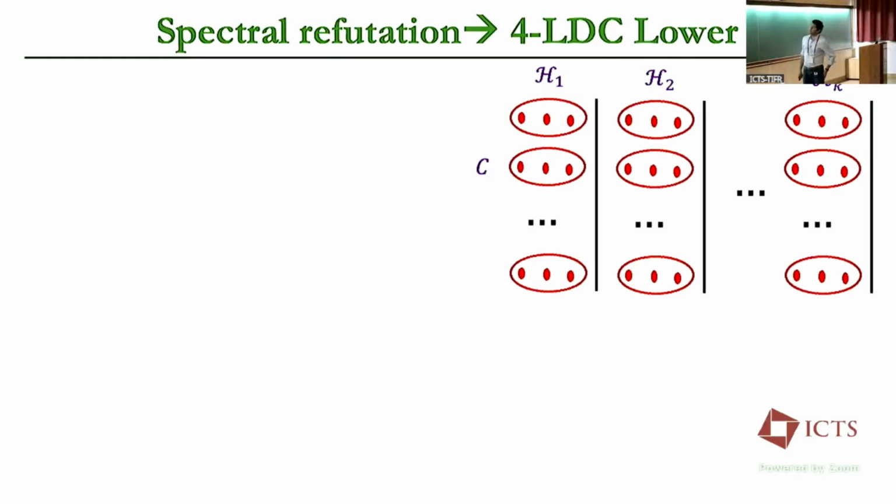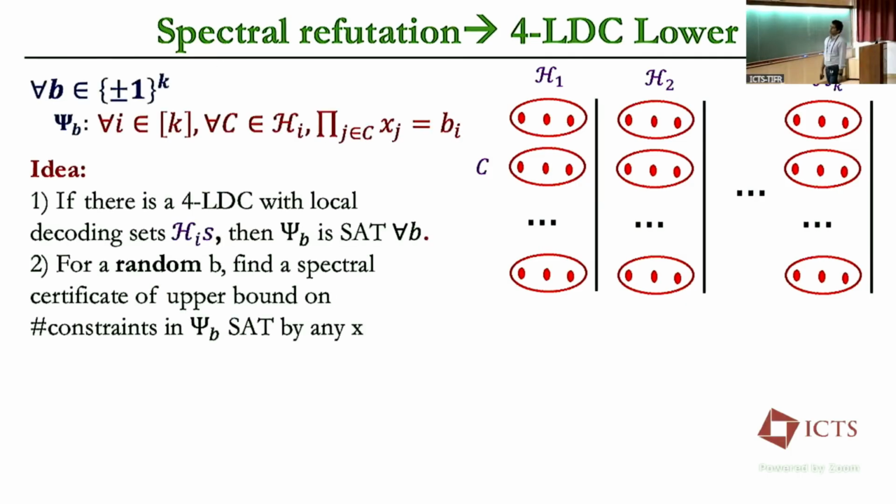All right, so now, let's apply the stuff we did earlier in order to prove this random psi B unsatisfiable. We know that if there is a 4 LDC, then every one of the psi B's is satisfiable. But we'll show that for a random B, psi B is unsatisfiable if k is too large. And then we have a lower bound.